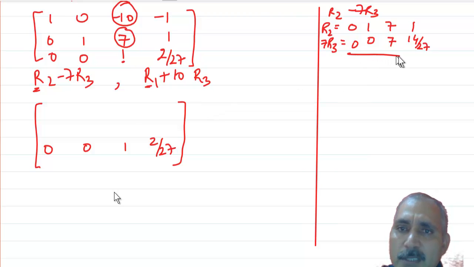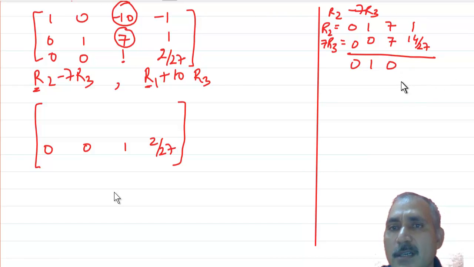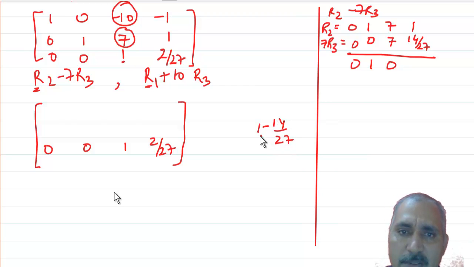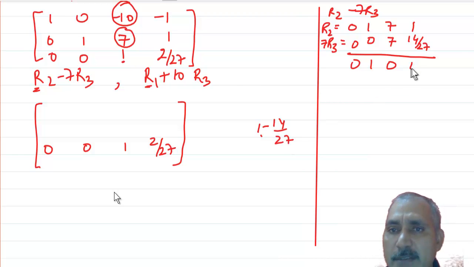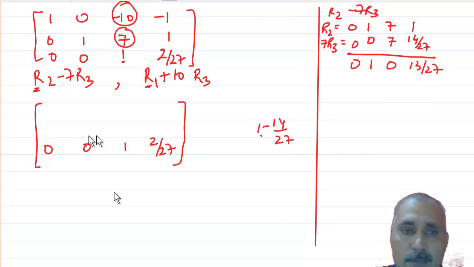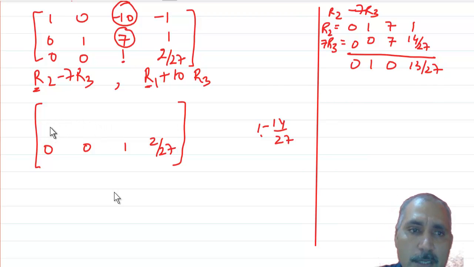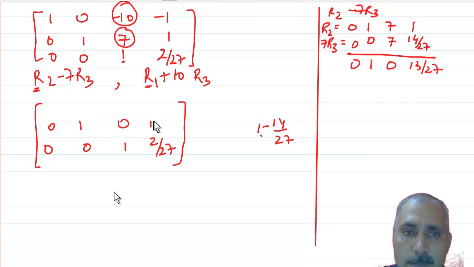Now let us do the operation on this one. 0 minus 0 is 0, 1 minus 0 is 1, 7 minus 7 is 0, and 1 minus 14 upon 27. See here we will do that. 1 minus 14 upon 27. 27 1 is 27, 27 minus 14 is 13. It will become 13 upon 27. So we will write here, we got R2, that is 0, 1, 0 and 13 upon 27.